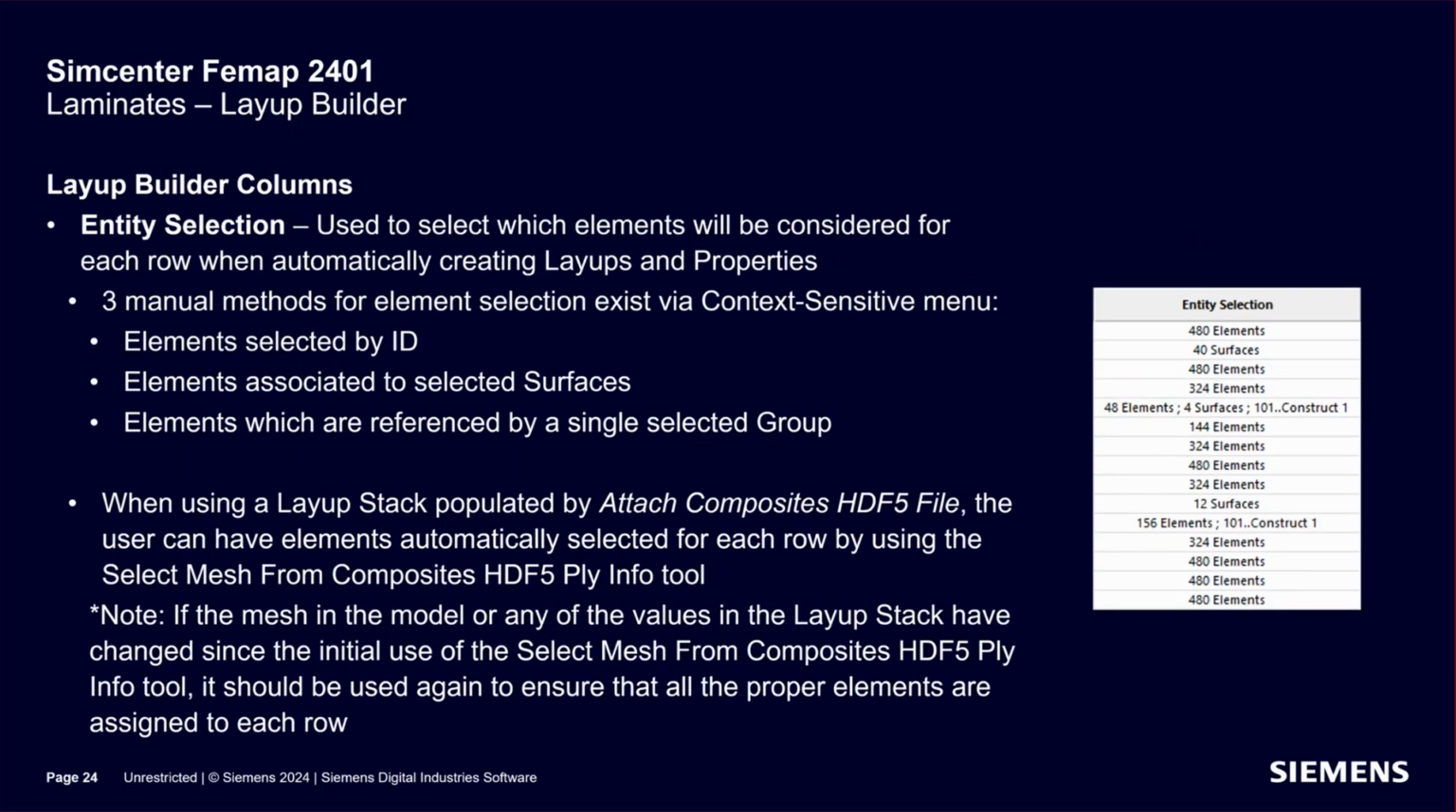For entity selection, you're either picking elements, surfaces, where it grabs the elements on those surfaces, or a group. The one trick is that you have to click on a row or a number of rows, then right mouse click and pick which way you want to select. That's how you do manual selection of entities.